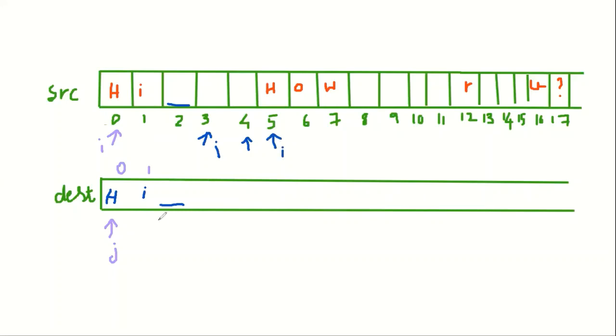So what is next? J, now where is J? J has come to this location. Blank space was copied. Next J would have pointed to the next empty location. Now you copy the content of I to J. So H will get copied, O will get copied, W will get copied, one blank space also will get copied. Now I value has come to this location, J value has come to the next empty location here.